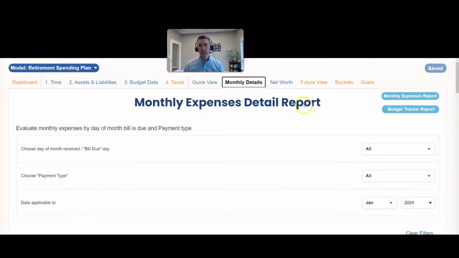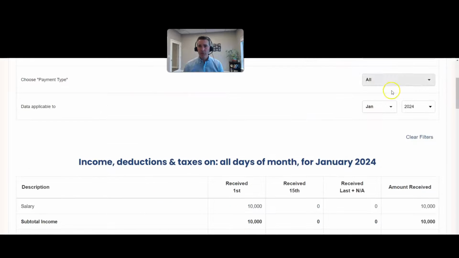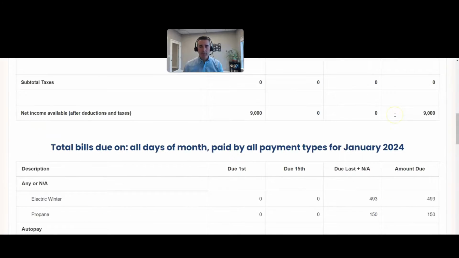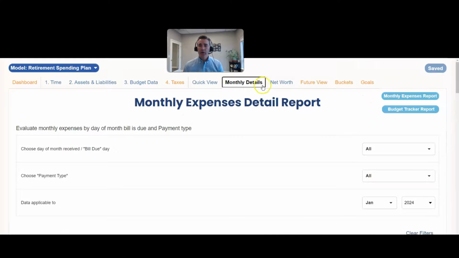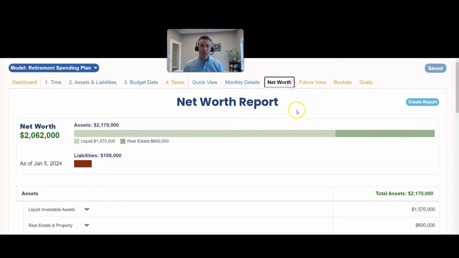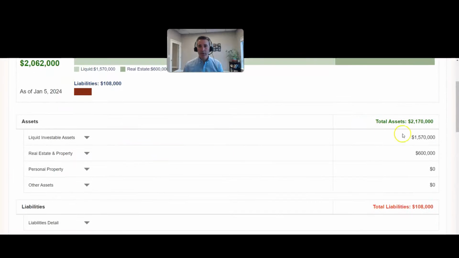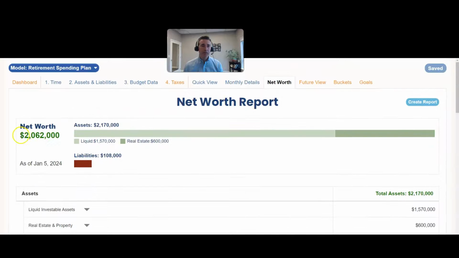The purpose of the monthly details report is just to help you make sure you're not missing anything. Life gets complicated, and people have life insurance premiums and long-term care insurance premiums and these other types of insurances that they're paying for. So this report lets you run a report so you can say, okay, what are all the bills that are coming due in January? So you can organize this to make sure that things aren't getting missed. And then what a lot of people want to see, the net worth report, helps break down your assets and liabilities by liquid investable assets, the money that you can actually spend to help supplement your income, and then real estate. In this case, they have the liabilities. So you can see their net worth is $2,062,000.